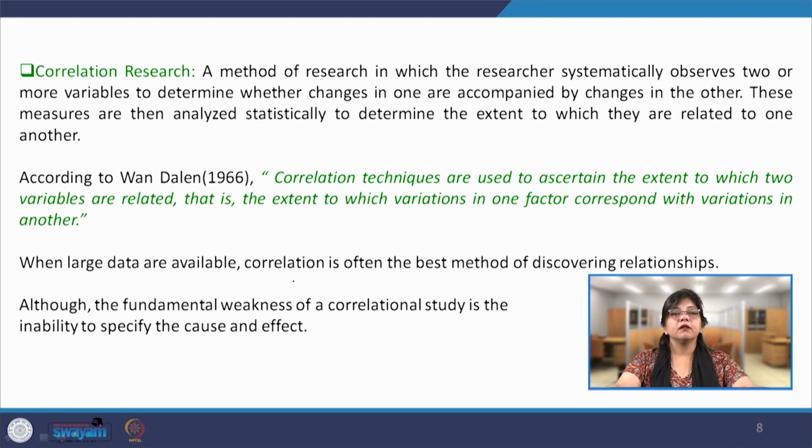The other is correlational research. It is research in which the researcher systematically observes two or more variables to determine whether changes in one are accompanied by changes in the other. That means a change in one variable will have a change in the other variable, that is, a change in the independent variable will likely cause a change in the dependent variable.